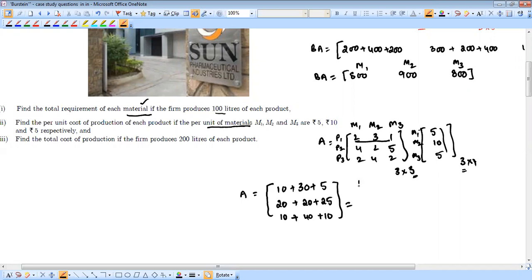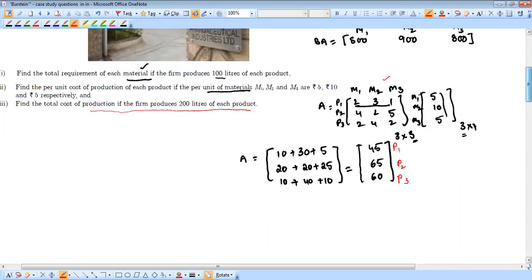So now, which will be 45, 65 and 60. What are these? We got a matrix, but what does a matrix stand for? This matrix, the materials we used. So now we are getting P1, P2, P3. Now find the total cost of production if they produce 200 liters of each product.